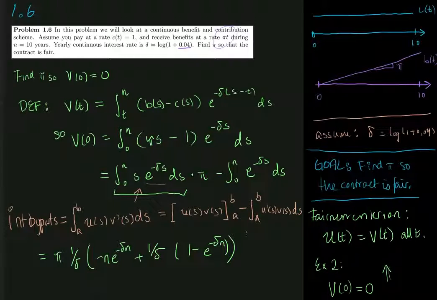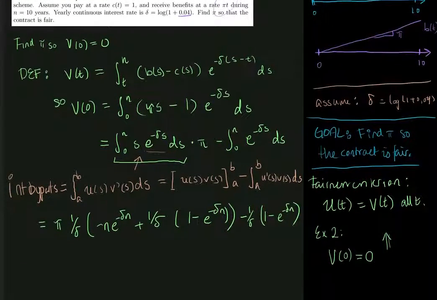And the second integral is quite easy. That evaluates to minus 1 over delta 1 minus e to the minus delta n. So 1 over delta, and then it's 1 minus e to the minus delta n. Okay, so this thing here is what v of 0 is. And since we also know that n is equal to 10, we can also just plug the value of 10 into all the places where we have n inside here.